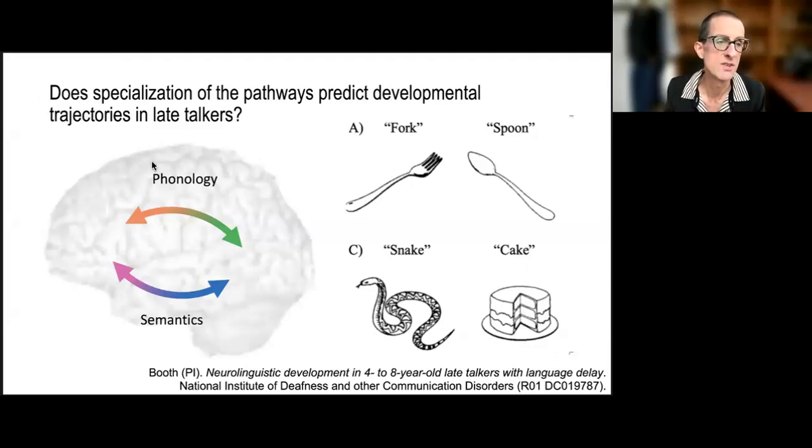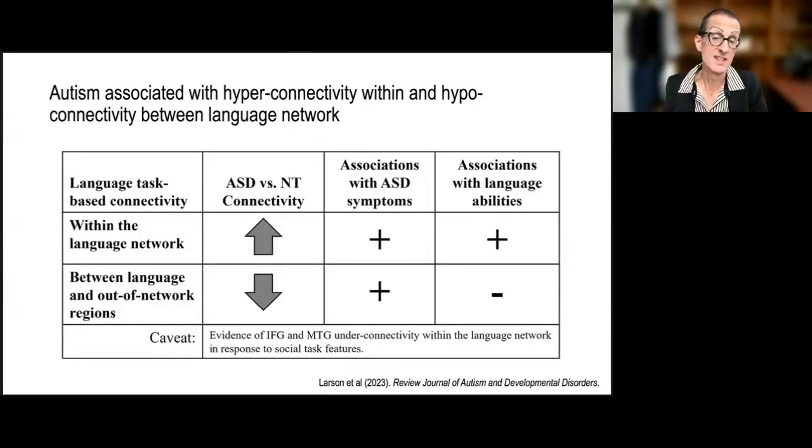So again, we're going to be looking at this dorsal pathway involved in phonology using picture-based tasks. So tasks like snake and cake, a rhyming task, and we're also going to be looking at this ventral pathway involved in semantics. An association task, where you see two pictures of related objects such as spoon and fork. So we have some specific predictions about how this may unfold over time, but the overall goal is to see whether we can use these neural measures to help us predict these outcomes in these kids who are late talking.